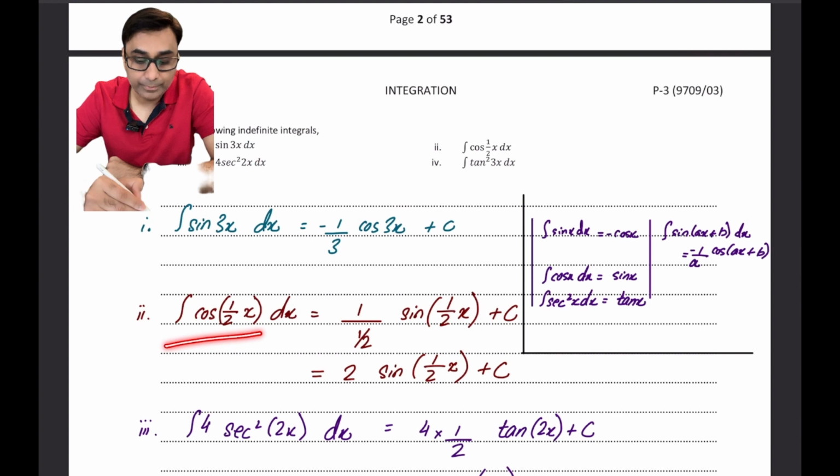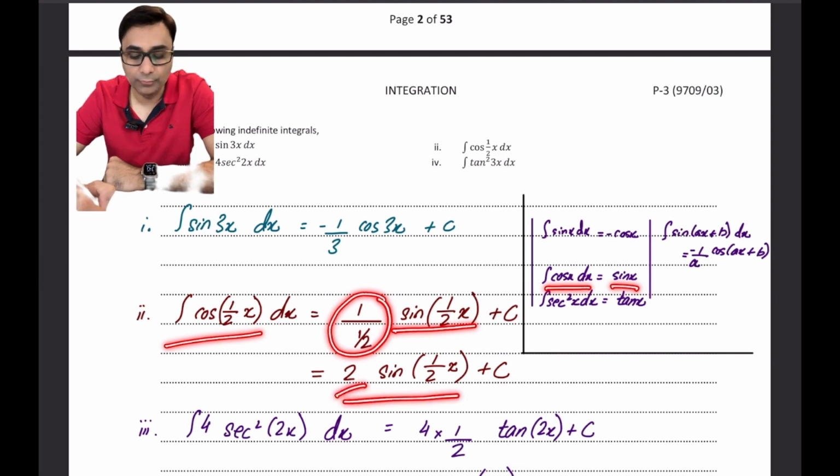Now similarly, I have to integrate cos half x. I can still compare it to the formula of cos x integration, which should integrate to sin x. So cos half x should integrate to sin half x, but I have to divide it by half. So 1 upon half simplifies as 2, and my overall answer becomes 2 sin half x plus c.